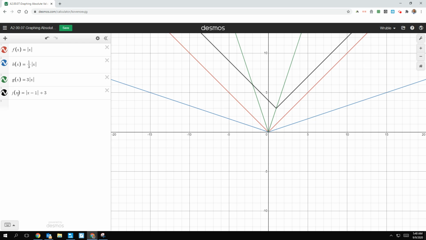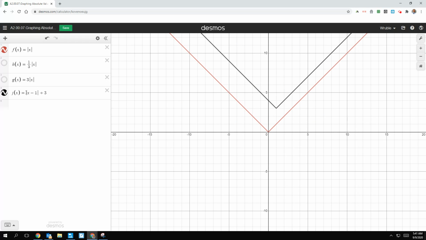And then we don't have an a value. So actually, this graph has the same slope as our parent function. So we're going to go up 1 over 1, up 1 over 1. So we can manipulate it and we can kind of move it around.